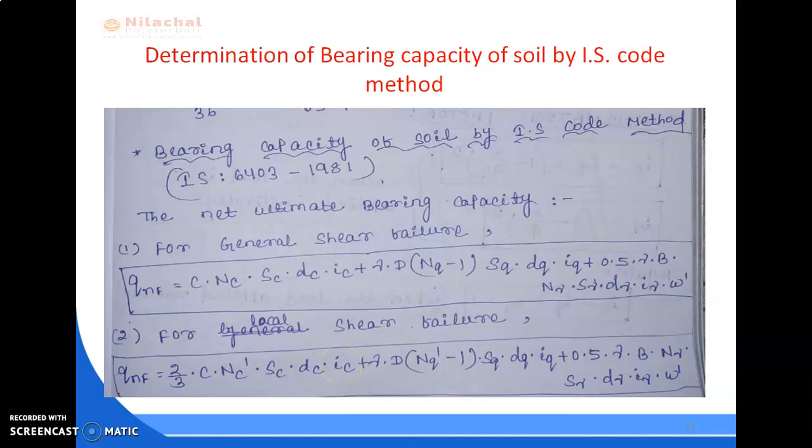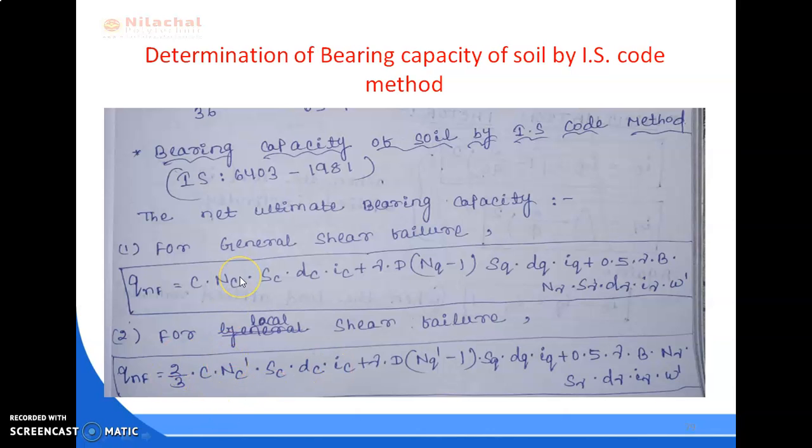Hello everyone. We have already discussed the Terzaghi analysis method to find the bearing capacity of soil. Also, we have solved problems based on these formulas. So, now we are going to discuss another method. This is the IS code method to determine the bearing capacity of soil.